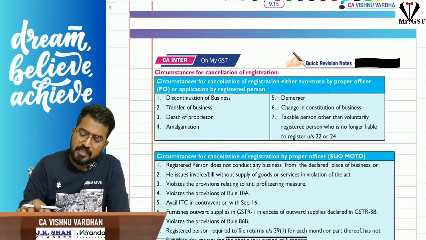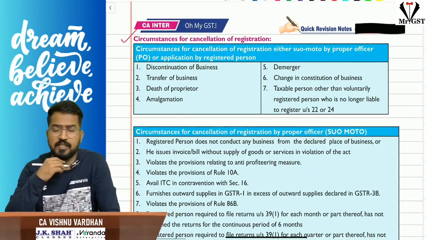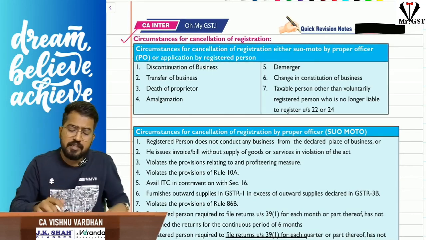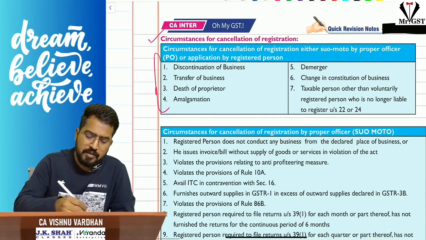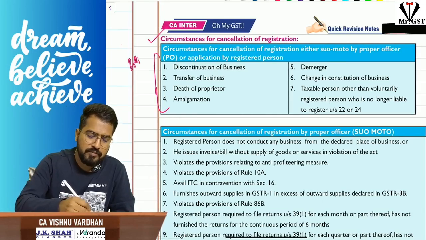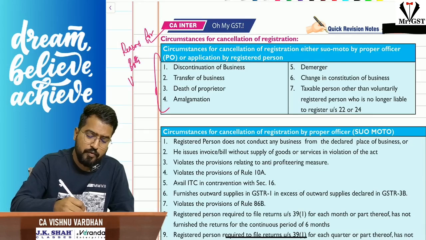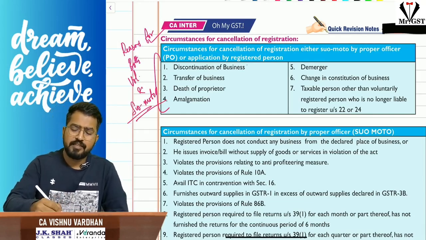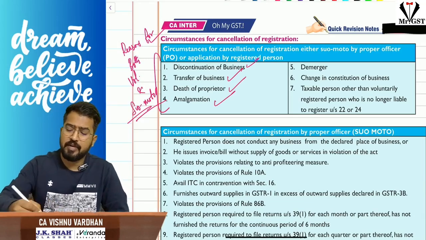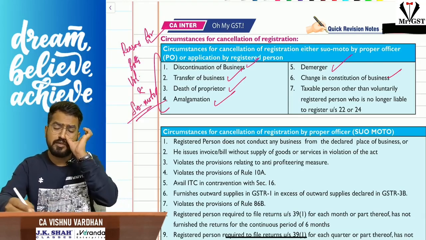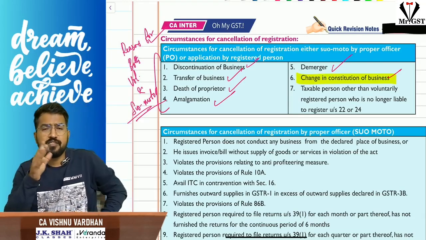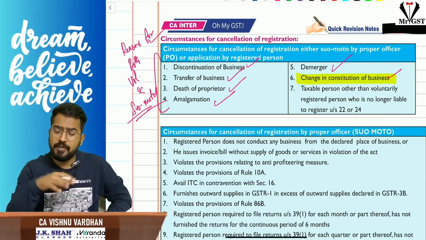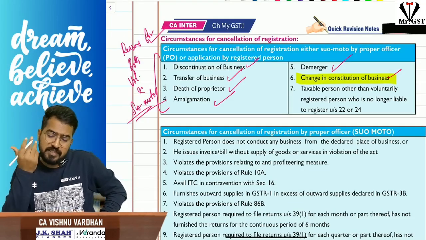In what circumstances will they cancel? These are the common reasons, for both voluntary cancellation and suo motu cancellation: discontinuation of the business, transfer of business, death of the proprietor, amalgamation, demerger, change in constitution of the business. Change in constitution of the business means, for example, sole proprietor to partnership firm to company, like that you are converting.